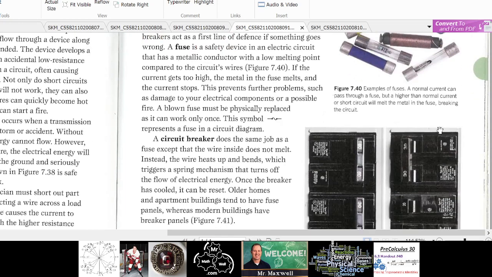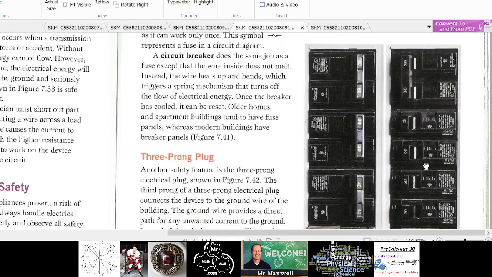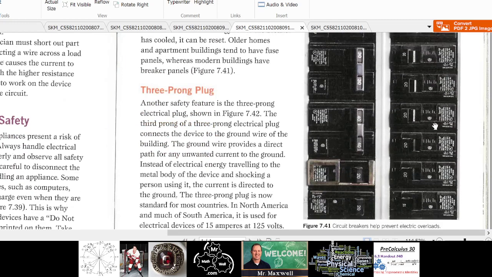So circuit breakers, here is what an electrical panel in your house might look like. You have all these big black circuit breakers, and maybe you've seen this. Usually there's a big gray metal electrical box in your basement, and if you open up that little door, you would see these kind of circuit breaker panels.